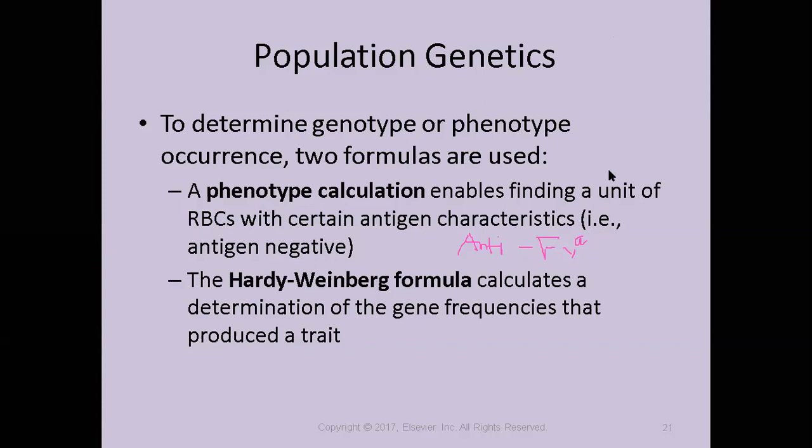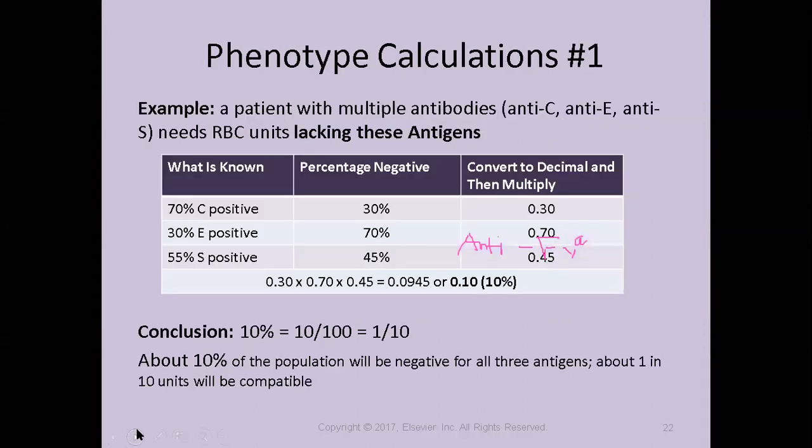So they're not going to be able to do the job that they're meant to do, to increase that person's oxygen carrying capacity. The other piece of this is called the Hardy-Weinberg formula, and this determines gene frequencies to produce a trait. So we're going to look at some of these next.